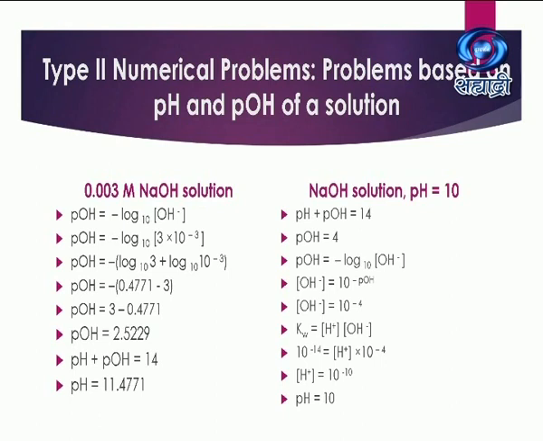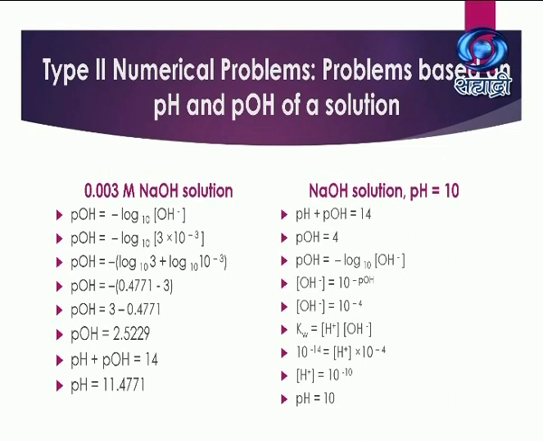Now to calculate OH minus concentration, use the same definition. OH minus concentration is equal to 10 raised to minus pOH. So it is now very simple to know what is OH minus ion concentration. So OH minus ion concentration comes out to be 10 raised to minus 4 moles per liter.